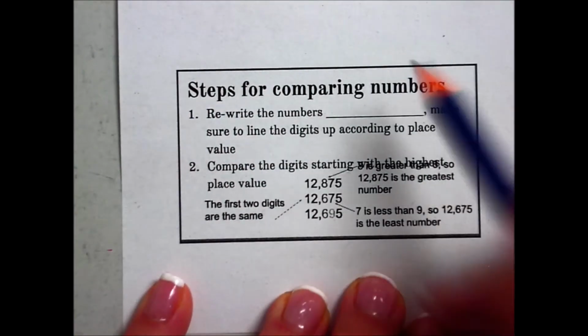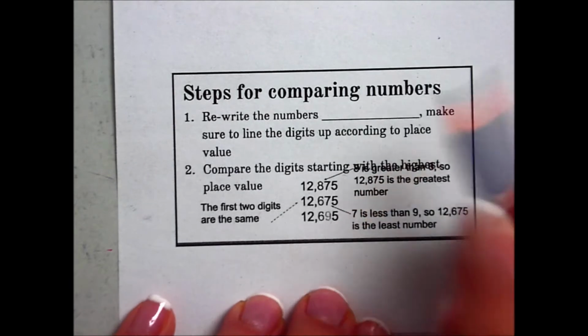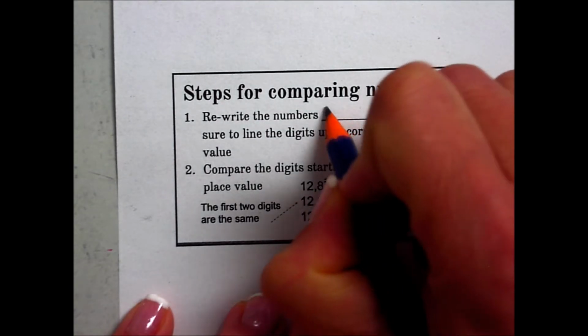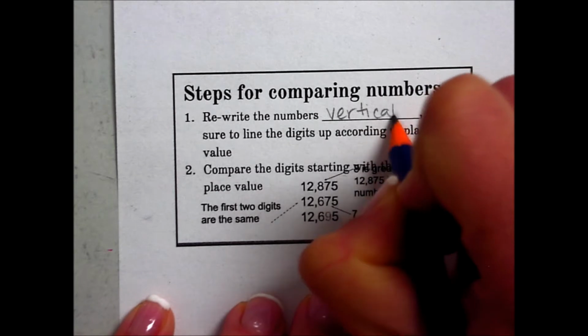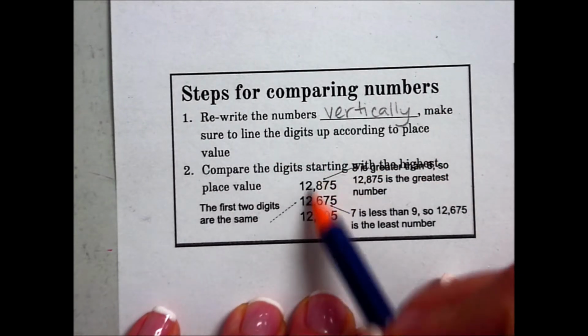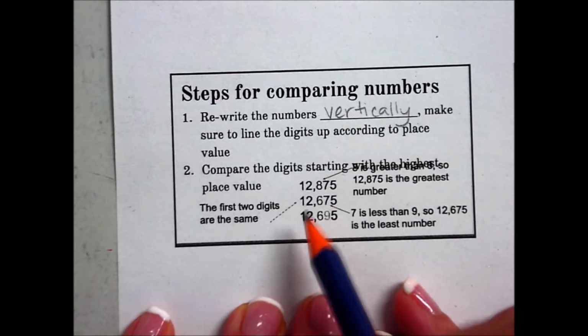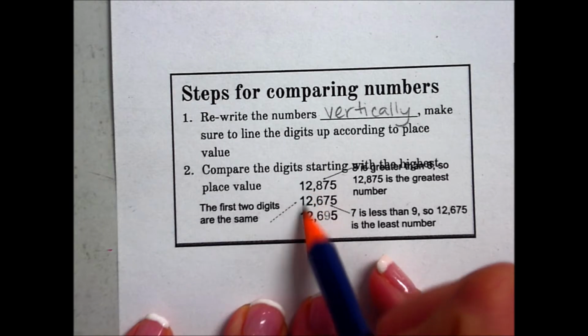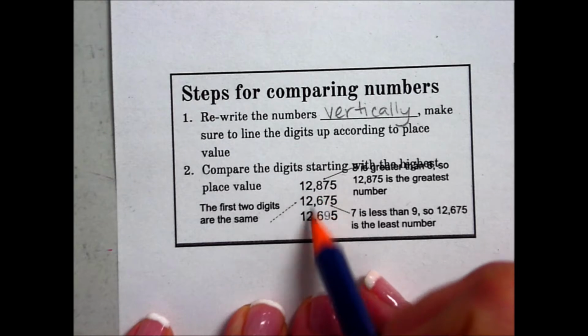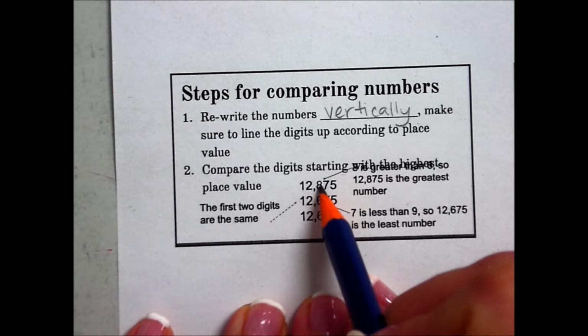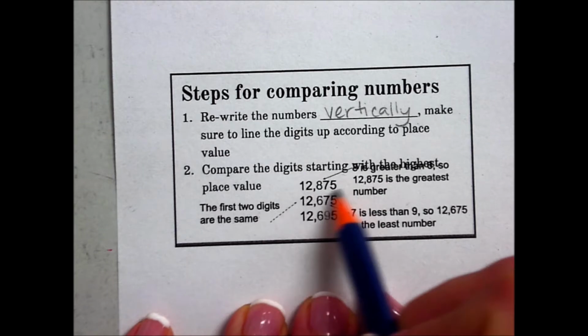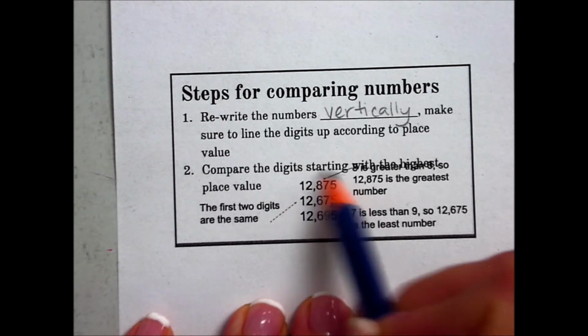When we are comparing several numbers, first we're going to rewrite the numbers vertically to make sure to line up the digits according to place value so that we can properly compare. We'll start with the highest value digit, and that's a 1. They're all 1s, so then we'll go to the next highest value, all 2s. So now we'll go to the hundreds place. We have 8, 6, and 6. So this 8 is largest, so this number will be the greatest value number.